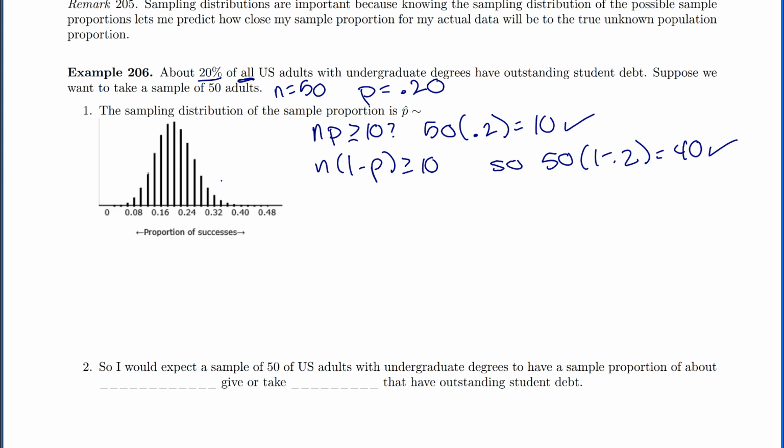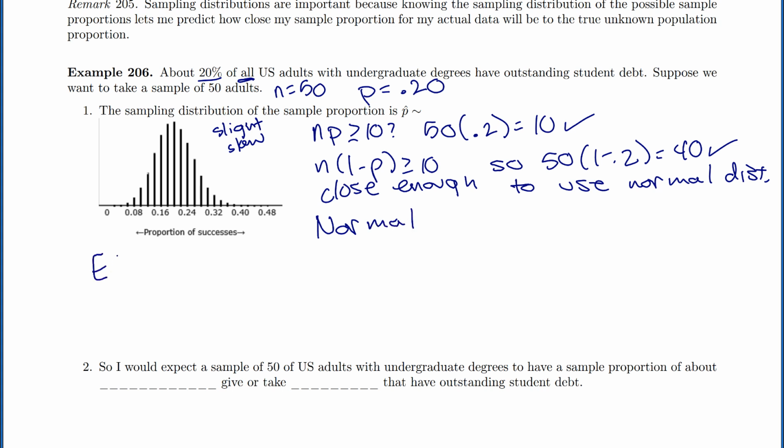If you look at it when I actually graphed it for you, you might see it is a very, very slight skew. Okay, which makes sense because we were just barely at 10 when we did n times p. But it is close enough to use the normal distribution for approximations. It's close enough. So we can say that it's normal.